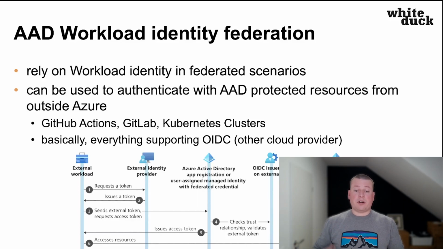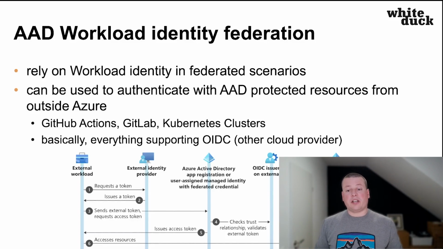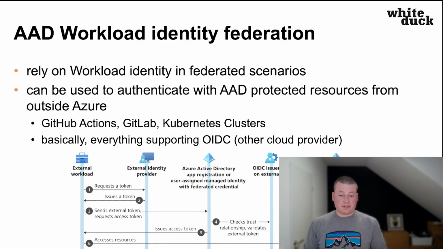On the other hand, think about workloads running in a Kubernetes cluster. They would like to talk with any kind of Azure resources, also possible. And it doesn't matter if it's AKS, Azure Kubernetes Service, it can be any Kubernetes server. Basically, it can be anything supporting OpenID Connect, so nearly all other cloud providers and even on premises.